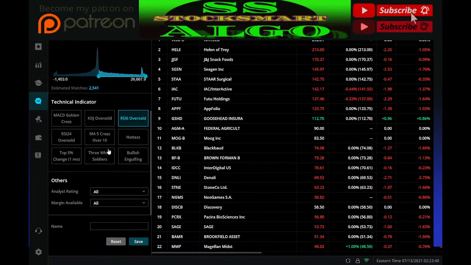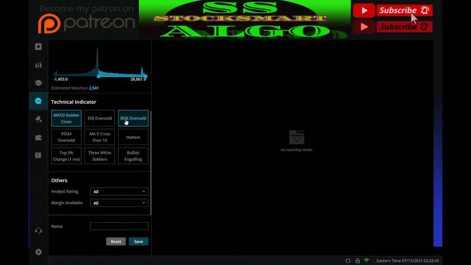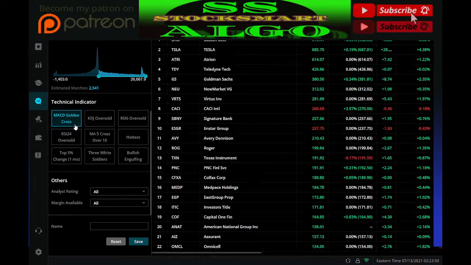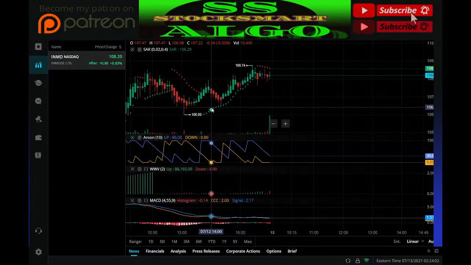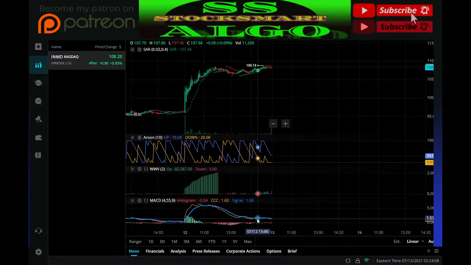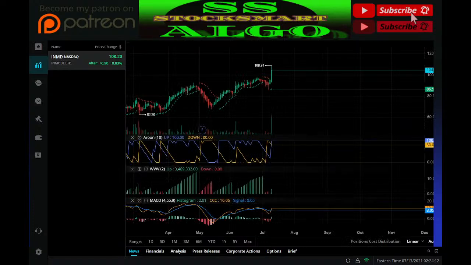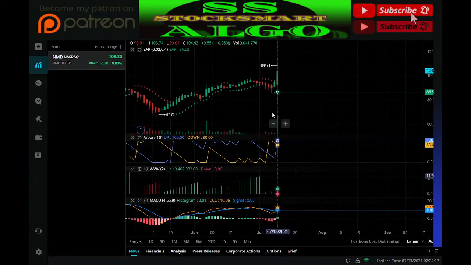Now, their screener does find some very good things. Looks like we can look for our MACD Golden Cross. And let's see, top 5%, and we get INMD. And it looks like we are flat, kind of here. Let's check out our daily. Exactly. See our daily? Crossover right there. Big spike.